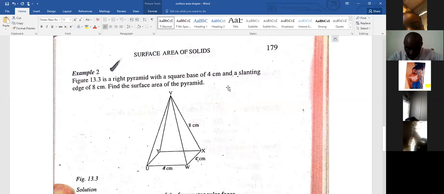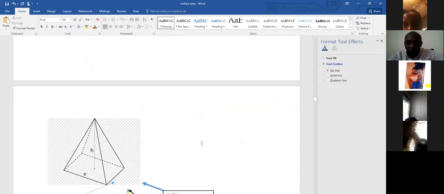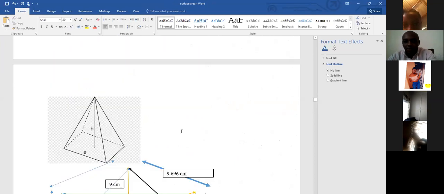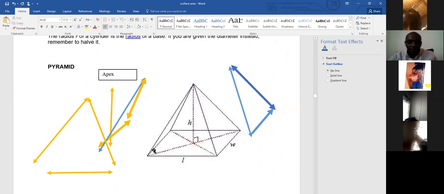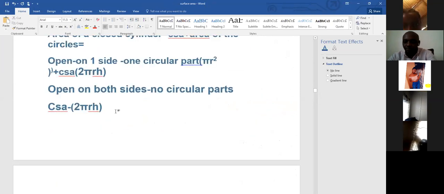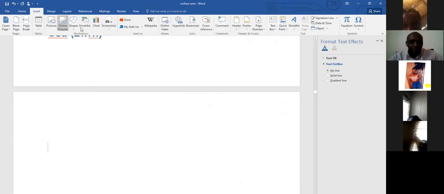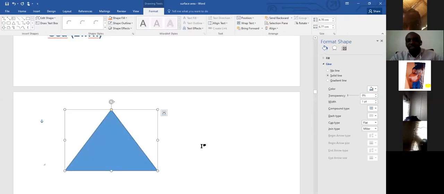This is a right pyramid, okay? Square base of 4 and slant edge of 8. So let me draw the triangles. The triangles are going to be 4 and they are going to look like this. So the triangles are like this. All of them, they are 4. They are the same.